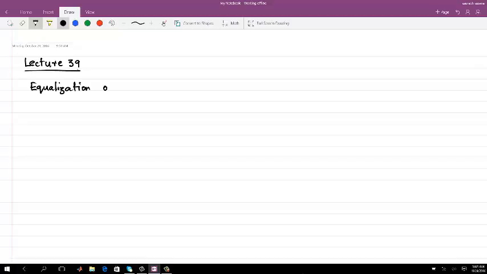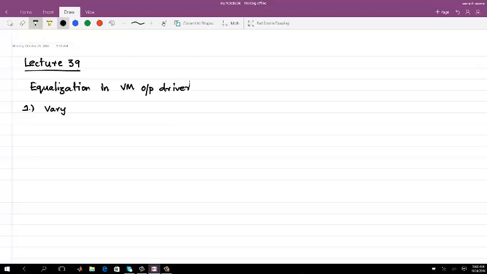Equalization on voltage mode output driver. Okay, so let's see what all we have seen. We have seen that by creating a resistive divider, we can create different output voltages, which is required for the equalization.